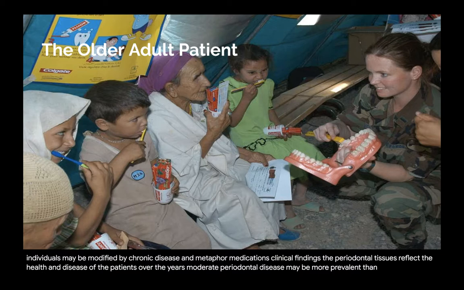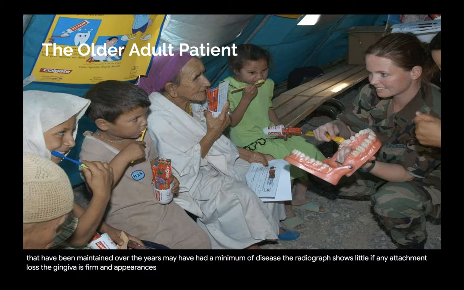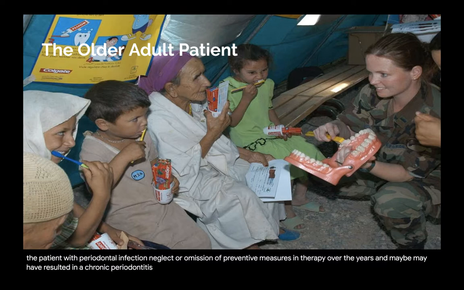The healthy periodontium. Healthy tissue that has been maintained over the years may have had a minimum of disease. The radiograph shows little, if any, attachment loss. The gingiva is firm and the appearance is normal. Probing reveals minimal sulcus depth with no bleeding. The teeth are not mobile. The patient with periodontal infection. Neglect or omission of preventive measures and therapy over the years may have resulted in a chronic periodontal infection with extension of tissue destruction into the bone, periodontal ligament, and cementum.